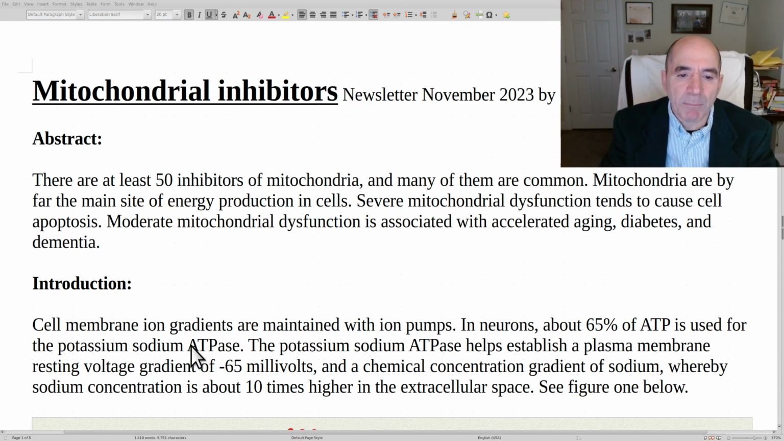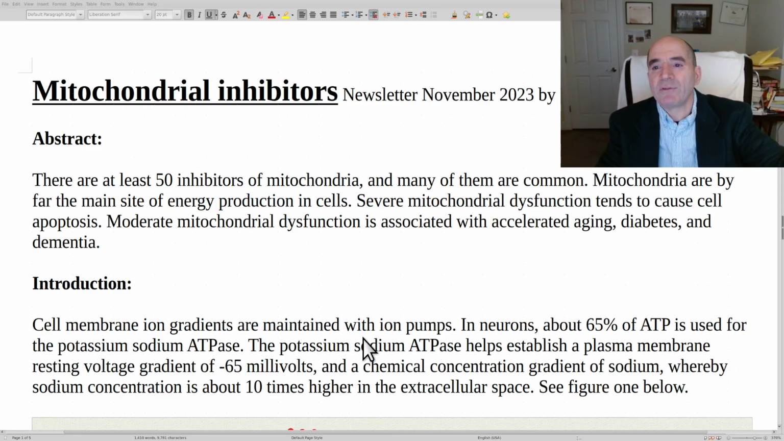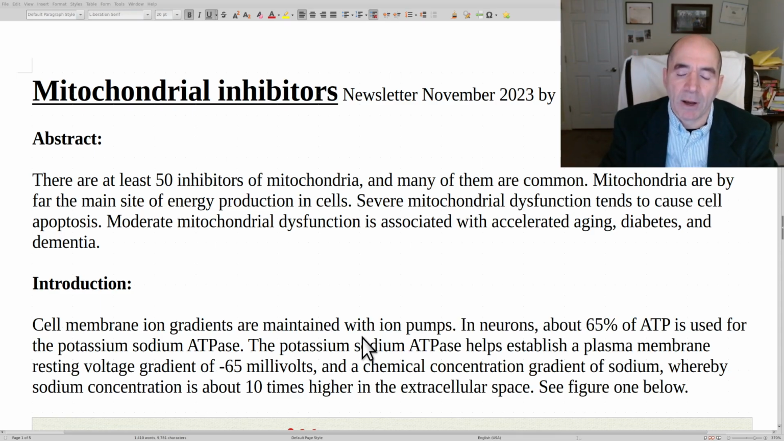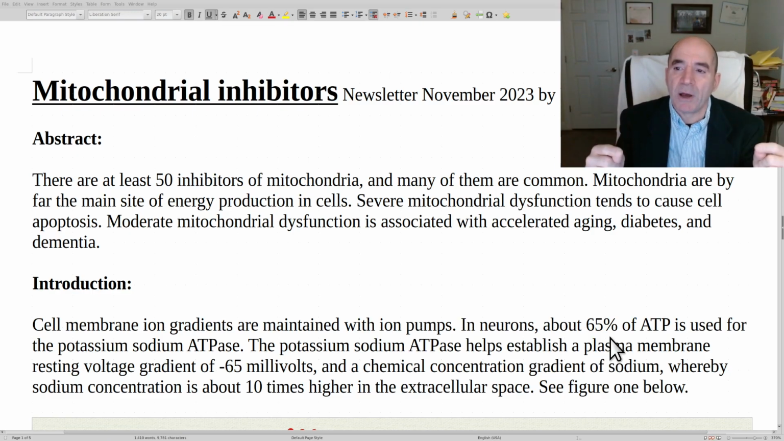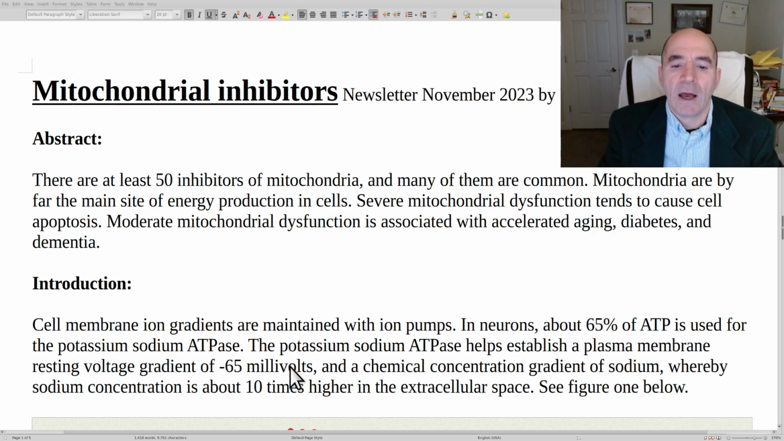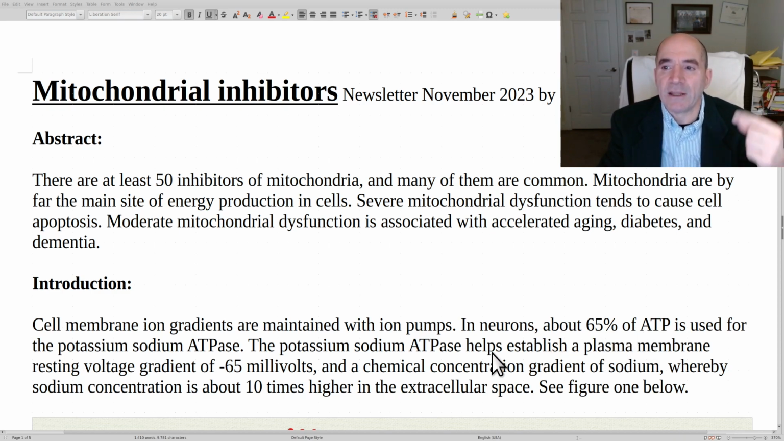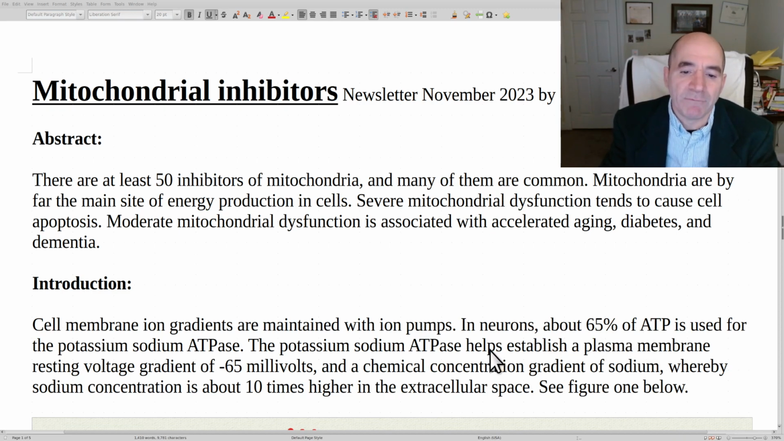Okay, the ion gradients across the plasma membrane are maintained with ion pumps. I gave a previous lecture, and it's good to watch that one before this one, where I talk about how the ion pumps keep the plasma membrane at about negative 65 millivolts, and they also use about 65% of the energy in the cell. That's easy to remember. It's almost two-thirds: 65% of the ATP is used for the plasma membrane gradient, making a gradient of negative 65 millivolts.